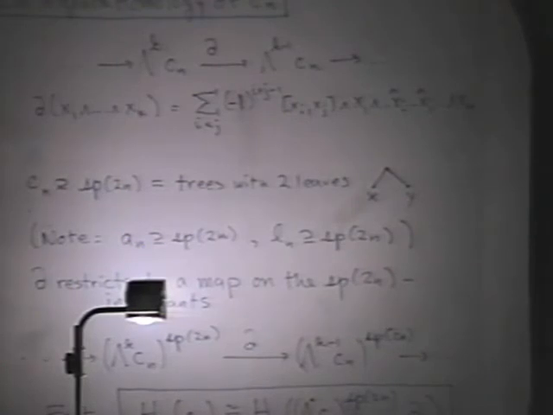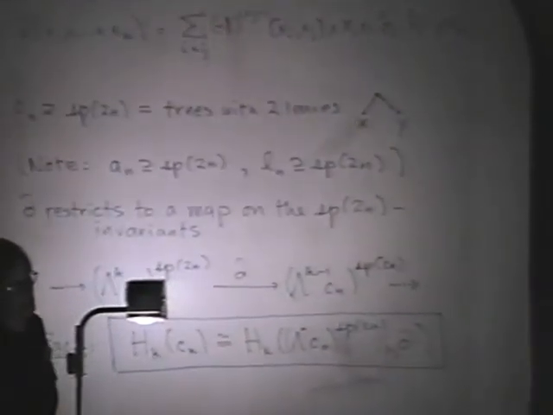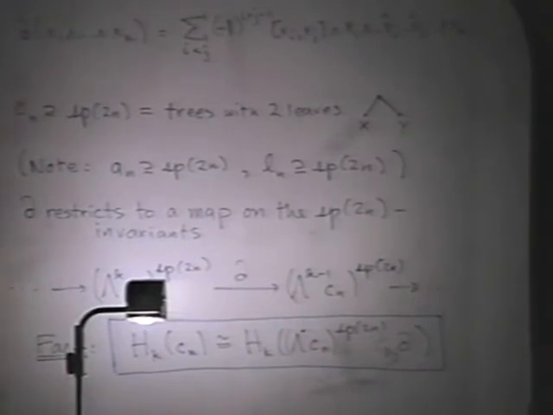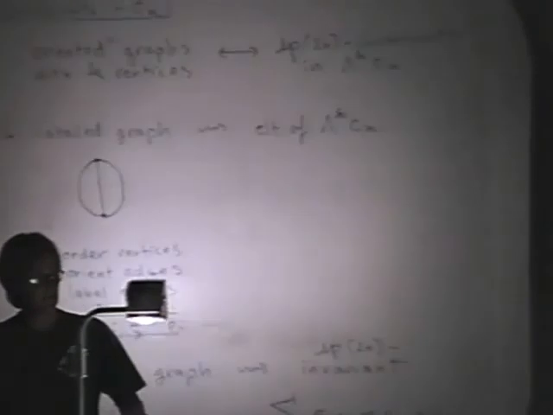Okay, so we have this chain complex that we want to use to compute the Lie algebra homology, and it's easy to check that this boundary map restricts to a map on the sp2n invariants of this chain complex. And it's a fact from the homology of Lie algebras that you can compute the homology of this chain complex by computing the homology of the subcomplex of invariants. So you want to understand these invariants in Cn.